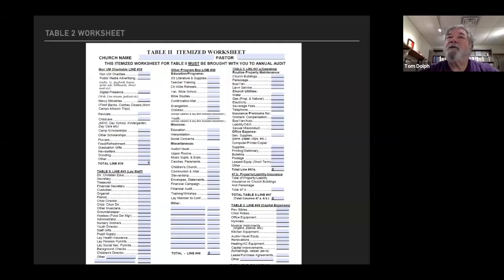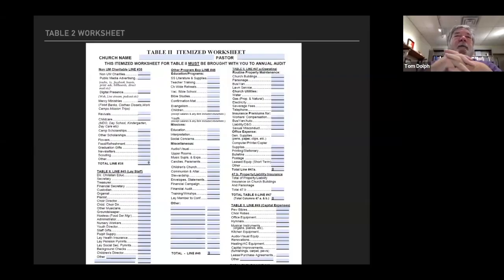Before you begin table 2, you must do the itemized worksheet. I'm not going to go over all of these, but a couple of things that I want to say about the worksheet. Angela, I'll circle back to that UMW question as well.